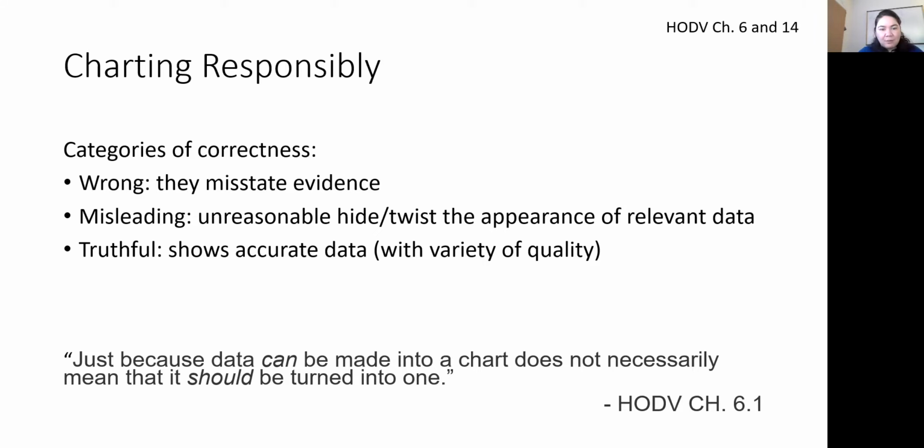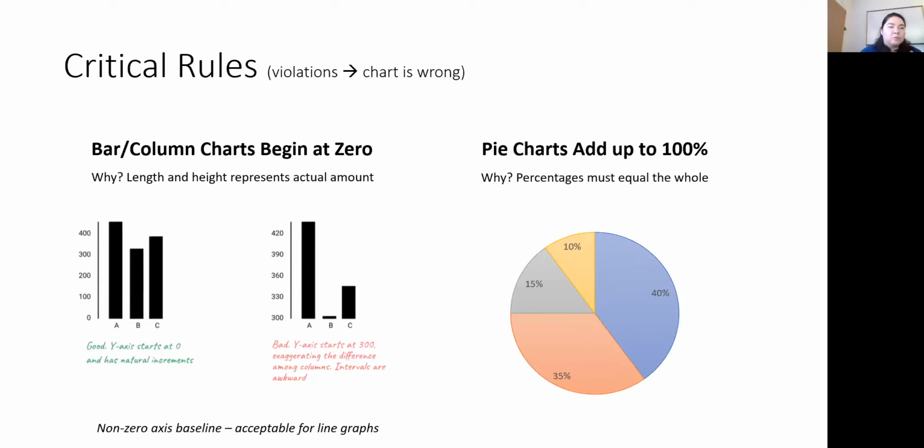Okay, so let's look at these critical rules that will make your chart wrong. Bar and column charts have to start at 0. This is the bottom axis has to start at 0. Why is this? The length of the columns or height of the bars represents the actual amount. So you're not just comparing between the lines, the whole line represents the data. So you never, ever, ever want to truncate the chart like that.